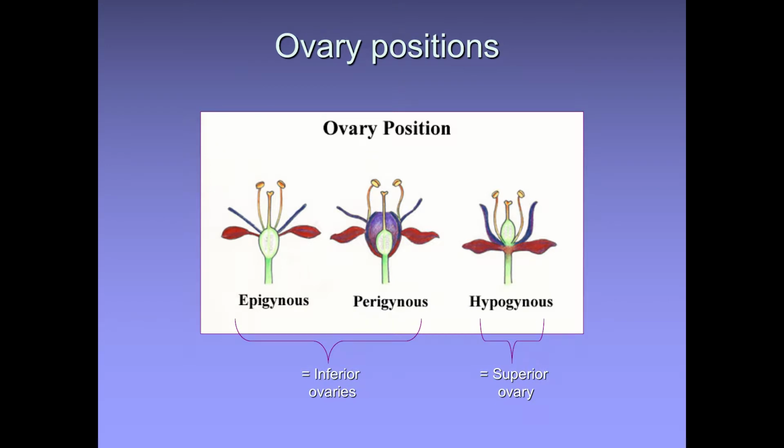And this, you don't worry about these terms, we're not going to use them tonight, except for the inferior and superior. So superior ovary, you can see it's above the petals and the sepals. Whereas inferior ovaries are below, and there's 2 different positions of being below. And all we're going to hear about is inferior and superior.